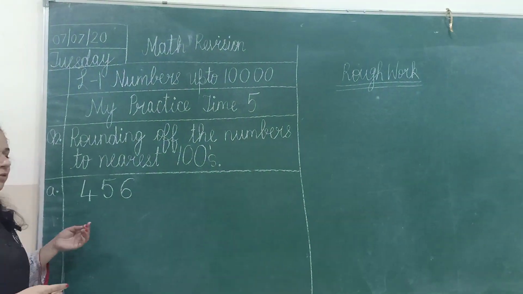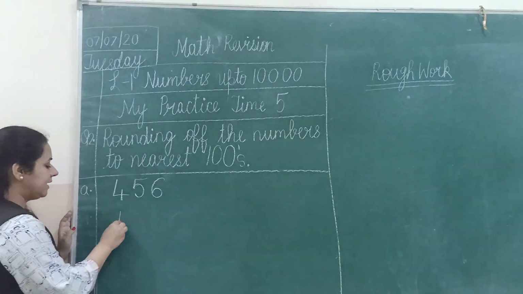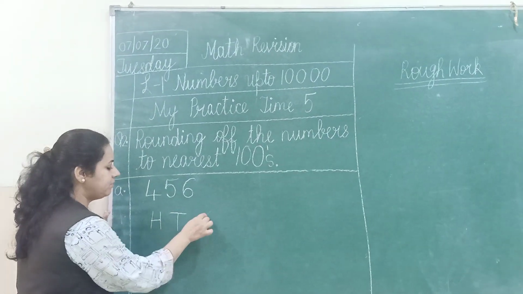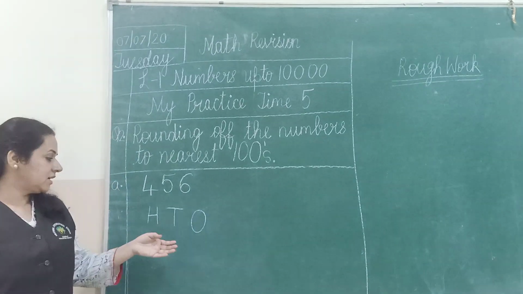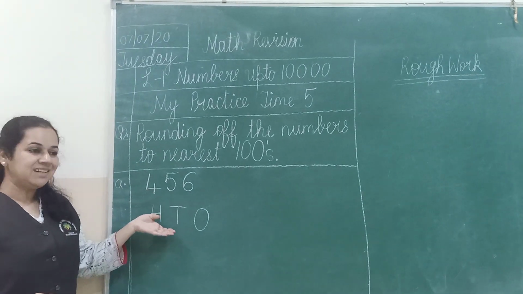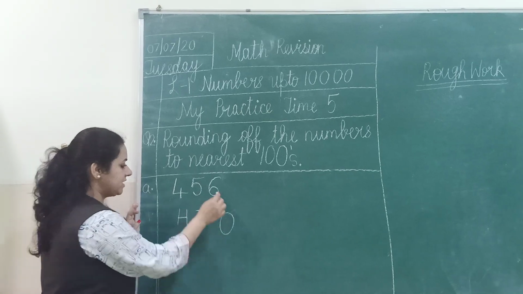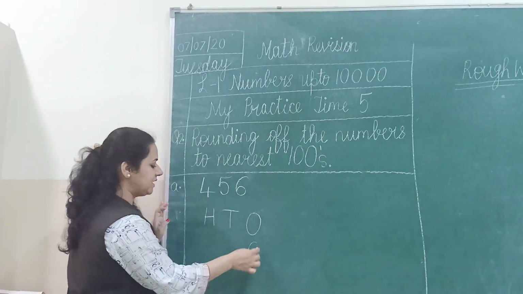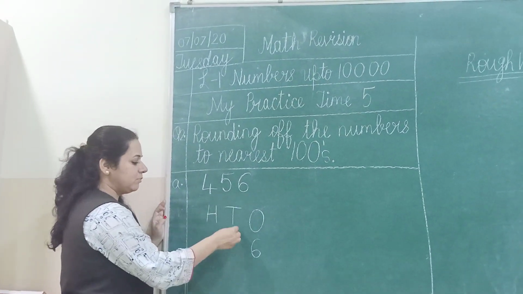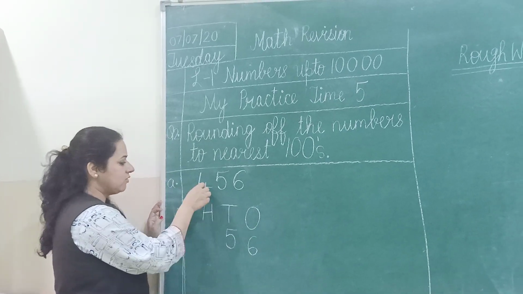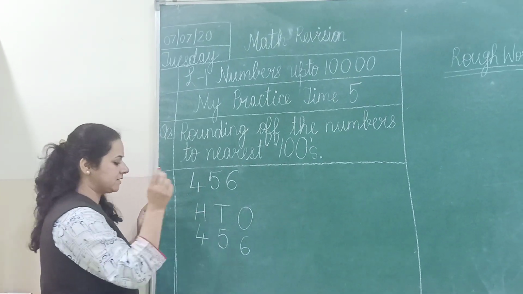Now first what we will do is we will write the numbers, the place value of the numbers. The numbers, they come in which category? Now 6 comes in ones category, that is ones place. 5 comes in tens place. 4 comes in hundreds place.